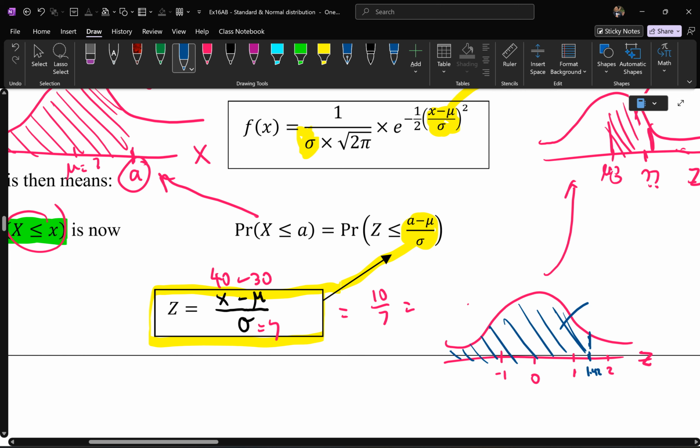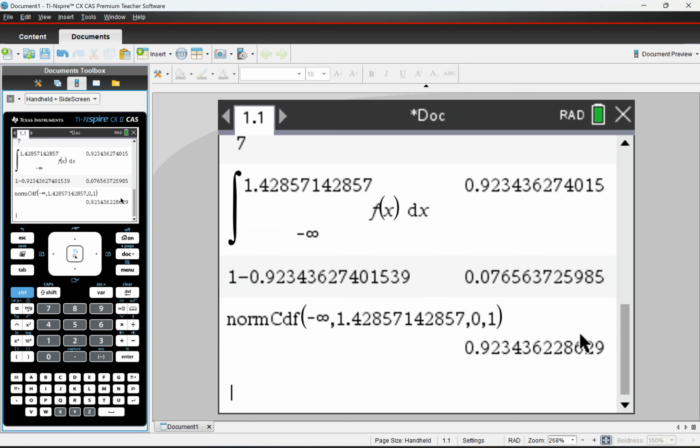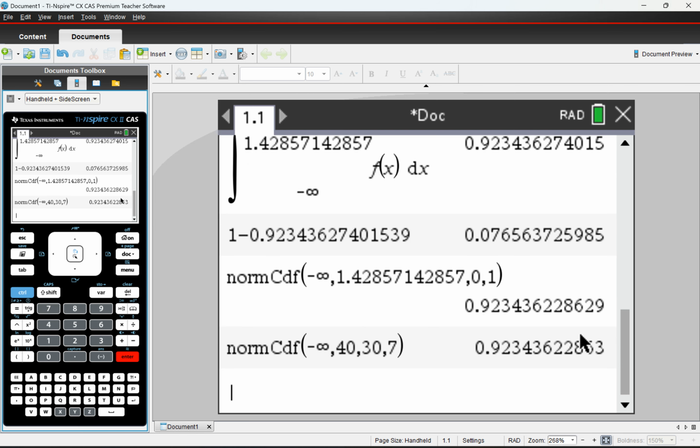But for you guys now, what's nice is you can just literally type in norm CDF, negative, everything's all the same, except this one is to 40, and you know the mean, and you know the standard deviation, you get exactly the same thing. So that's nice because you can actually change this; back then we couldn't.